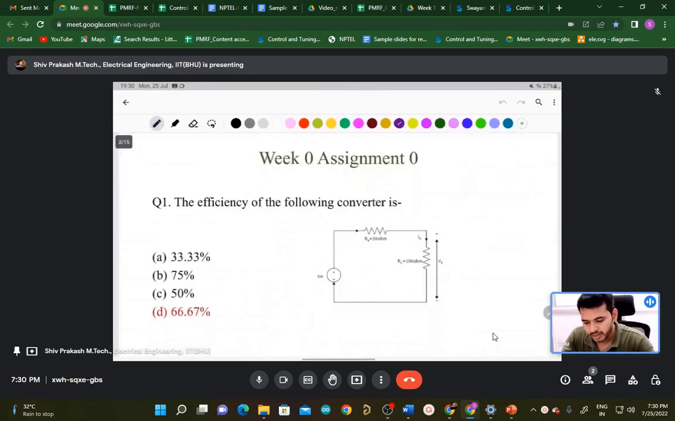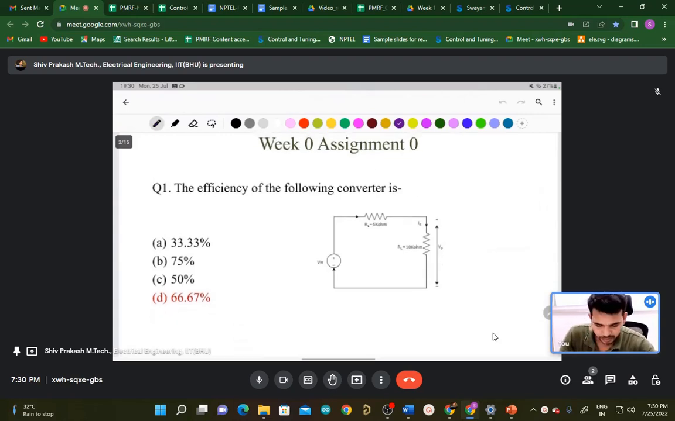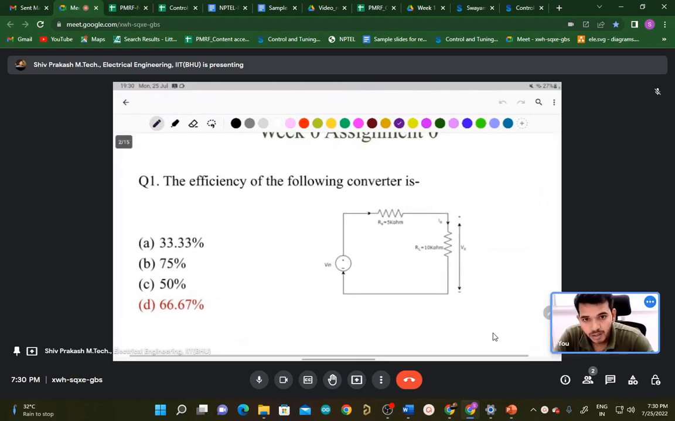Question. I have taken a simple electric circuit and we need to find the efficiency of the following converter. It is a simple electrical circuit, a simple voltage source connecting two resistances in series, 5 kilo ohm and 10 kilo ohm. This one is 5 kilo ohm, and this one is 10 kilo ohm.